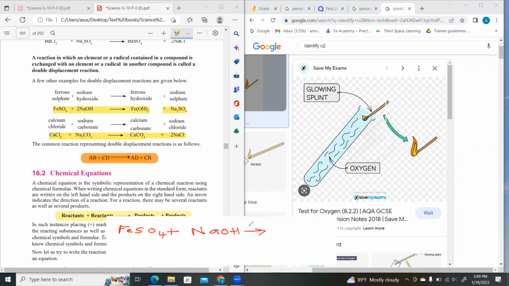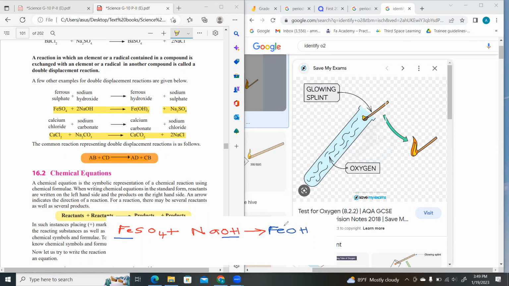What will be the product? They might ask you, so you don't need to worry. You can see ferrous goes with sulfate. So it formed ferrous sulfate. And then sodium goes with hydroxyl. It has formed sodium hydroxide. So ferrous simply goes with OH. So it will be FeOH.